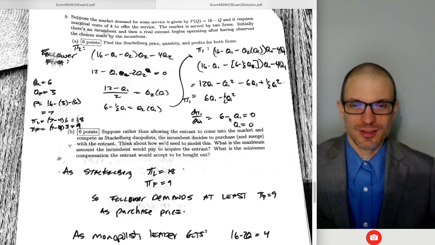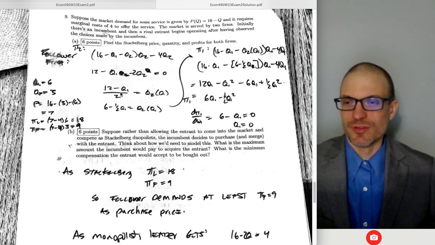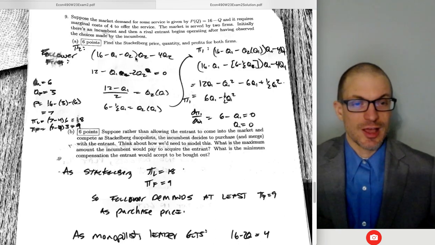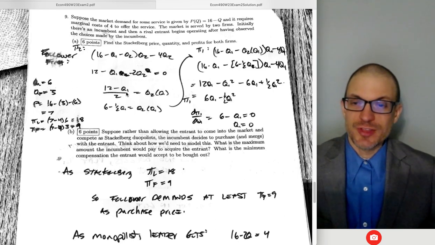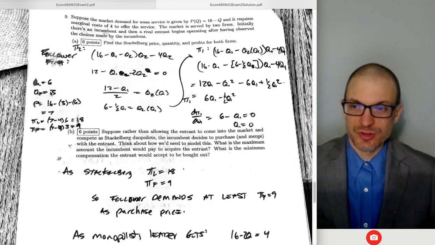So maybe just highlight this part right here because Q1 is just going to be 6. You know that though. The monopoly quantity is going to be 6. If you just solve the monopoly problem for this class of Stackelberg games, the Stackelberg leader is going to just produce the monopoly quantity. So if the Stackelberg leader produces 6, the Stackelberg follower is going to react and produce 6 minus 1/2 times 6, or 6 minus 3, or 3. So the Stackelberg leader is going to produce 6, the Stackelberg follower is going to produce 3.